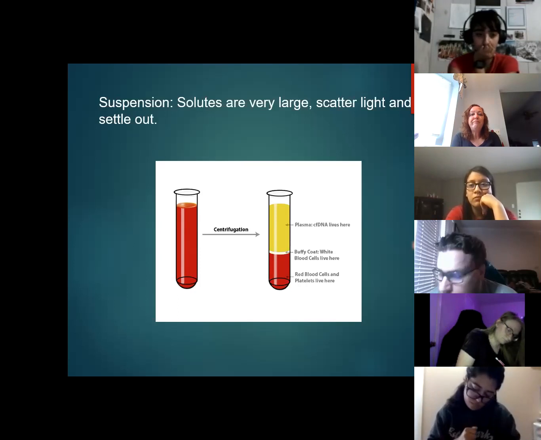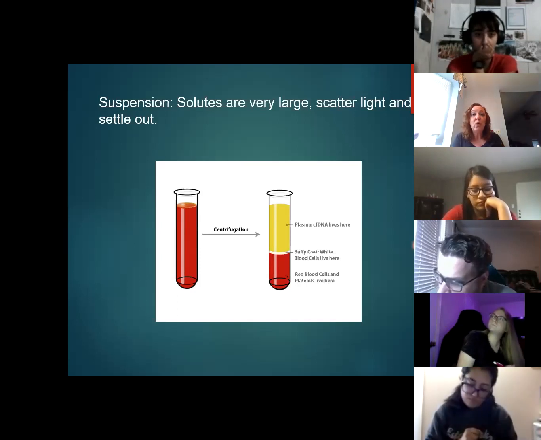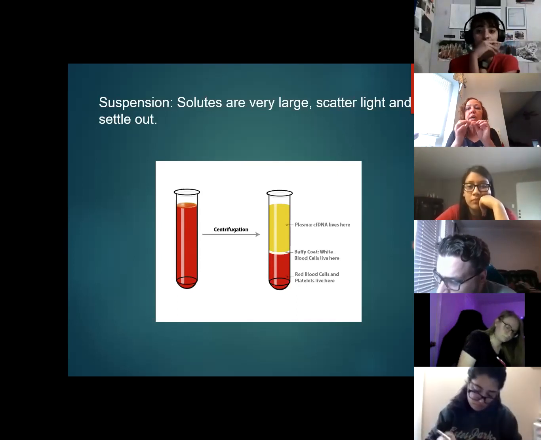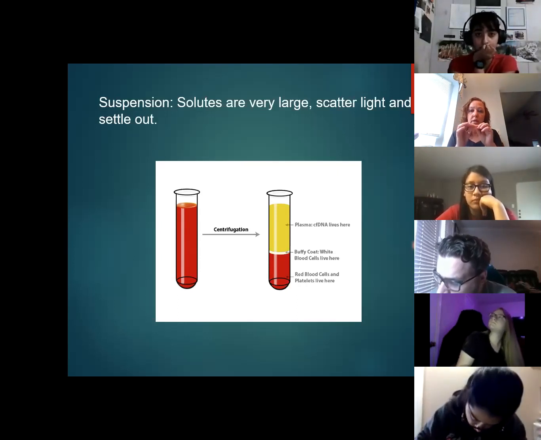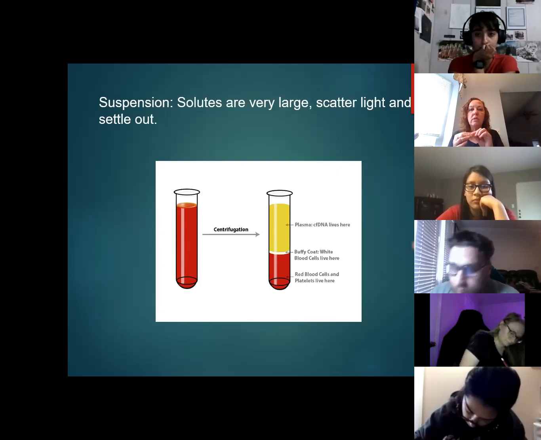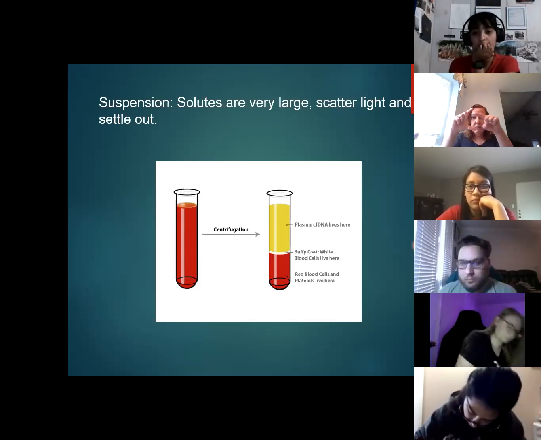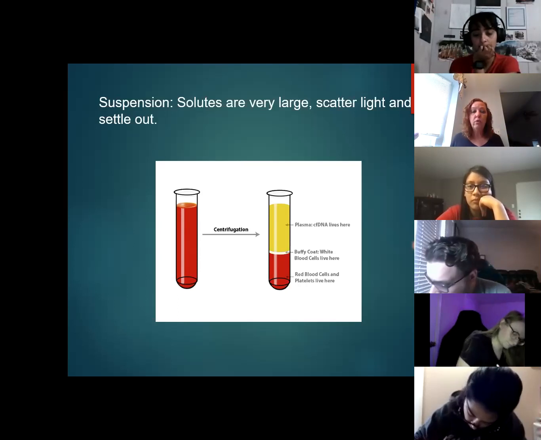So yeah, it's pretty cool. So with the suspension, our cells are going to be the molecules. The cells are going to be the particles. You can't see through blood. You can look and light does not pass through.